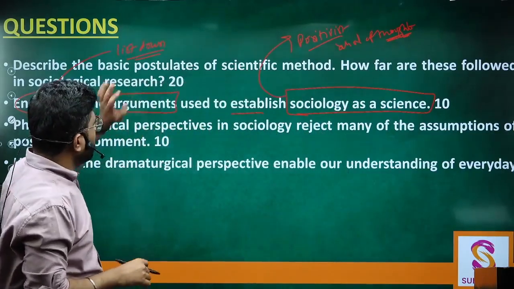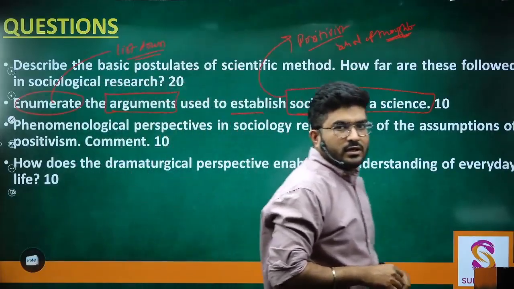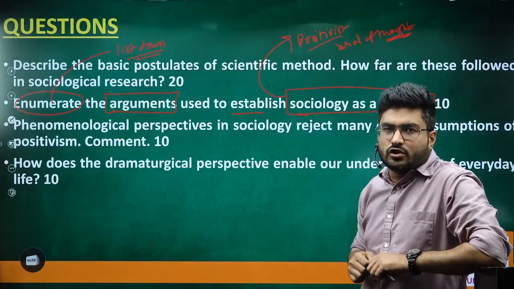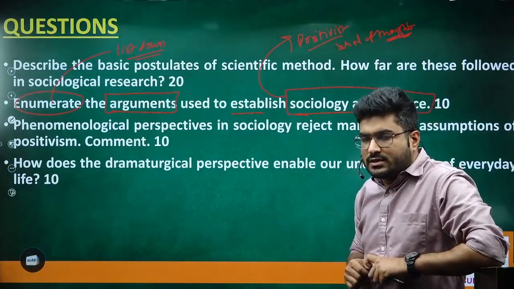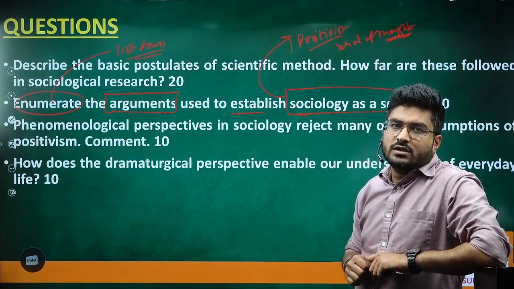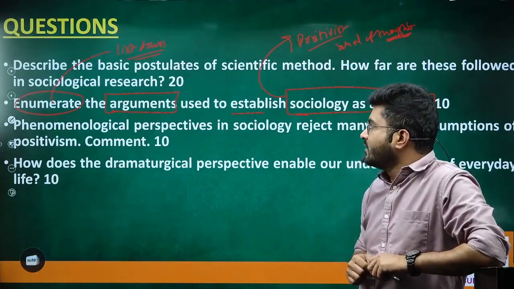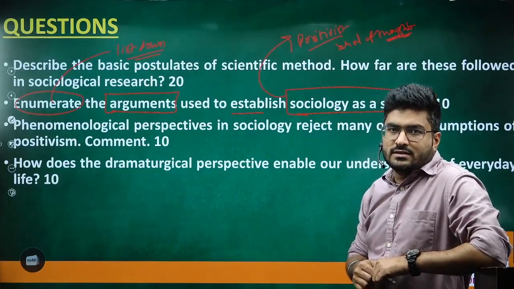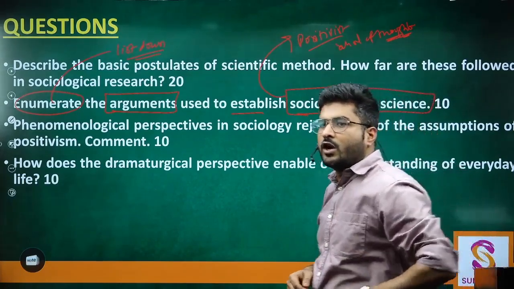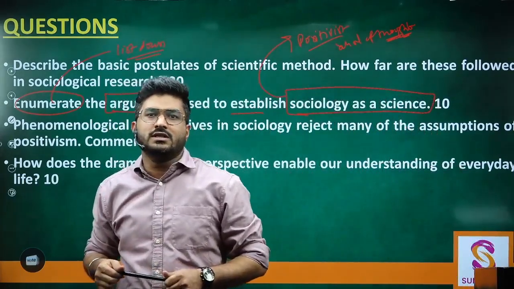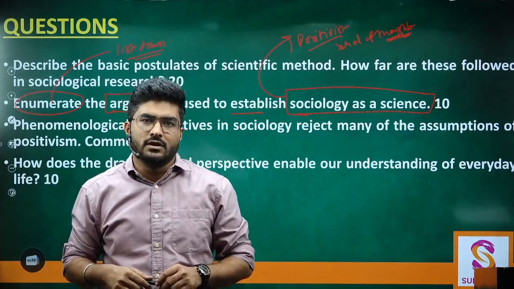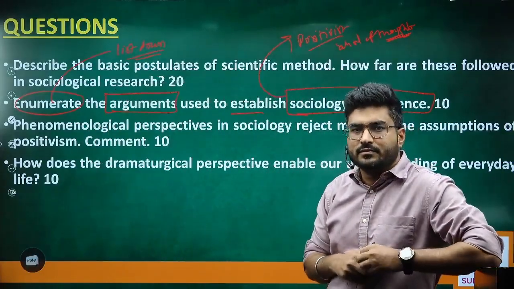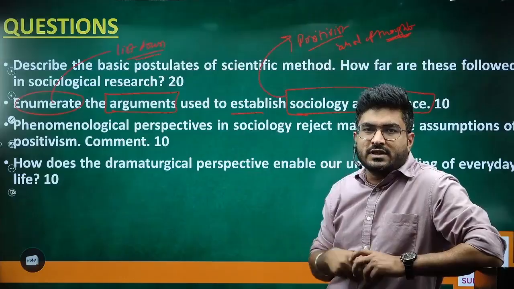Now, what will be the introduction of it? That the positivist school of thought tends to utilize scientific methodology in sociology. For them, sociology is science. Then write down, according to Auguste Comte, sociology is the science of society. According to Emile Durkheim, sociology is the study of social facts. Okay, then write down the arguments which we have discussed.